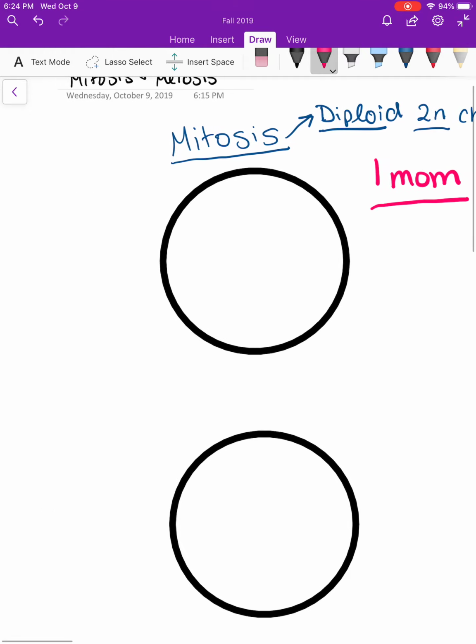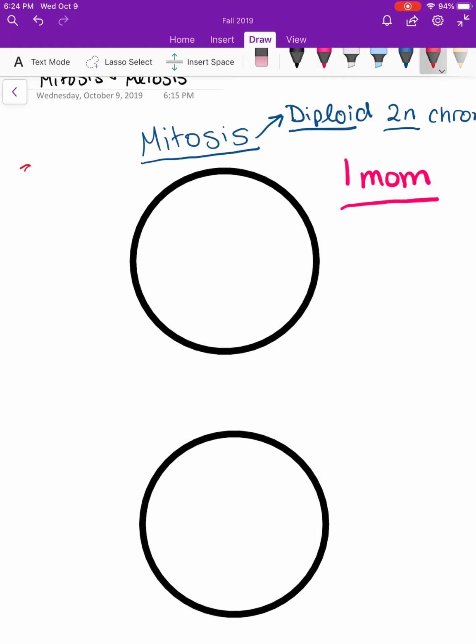So mitosis occurs in your somatic cells. Somatic cells are basically just all of your body cells, except for your sex cells. So most of the time, we are just going to be seeing mitosis in a person's body, right? Since meiosis is specifically for the production of gametes, or of your future babies. So let's go over the steps of mitosis that we need to know.